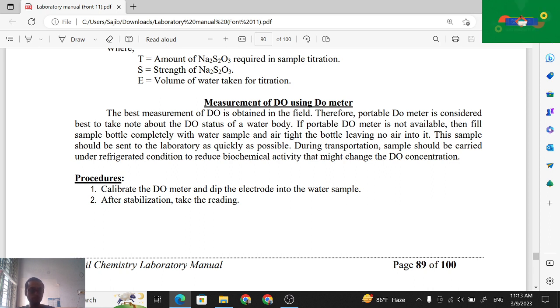If a portable DO meter is not available, then fill the sample bottle completely with water sample and make the bottle airtight, leaving no air in it, and this sample should be sent to the laboratory as quickly as possible. During transportation, the sample should be carried under refrigerated condition to reduce the biochemical activity that might change the DO concentration.